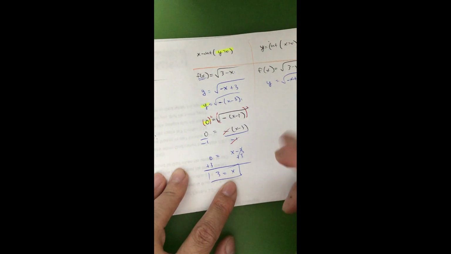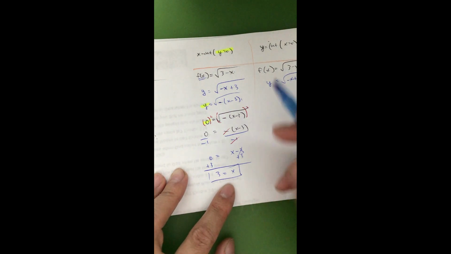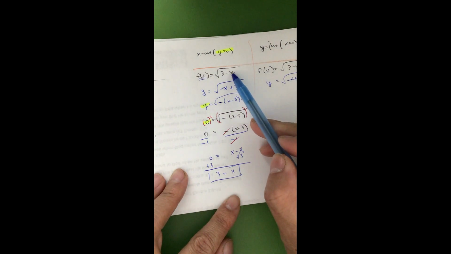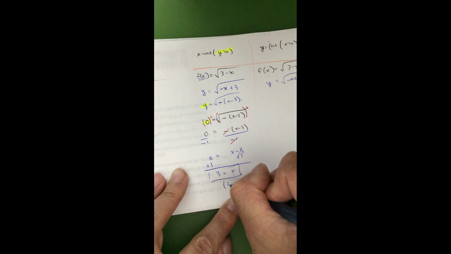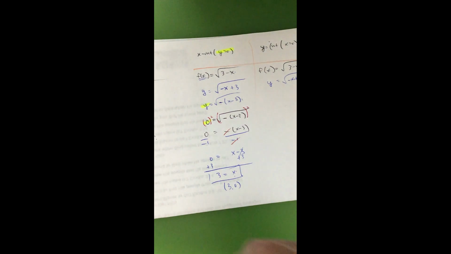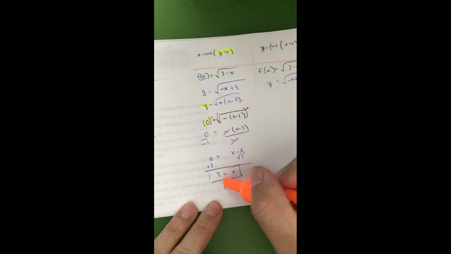Okay, now what I'm going to do is double check for extraneous solutions. So just put in here 3. 3 minus 3 is 0, and the square root of 0 is 0. So that works. So 3, 0. Let's put that out.